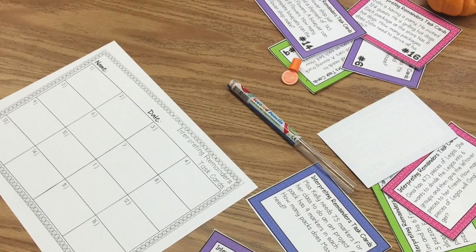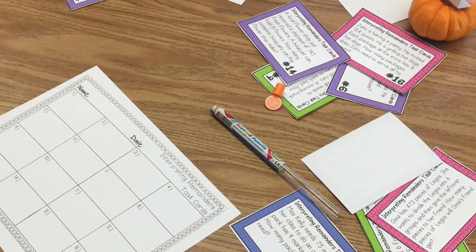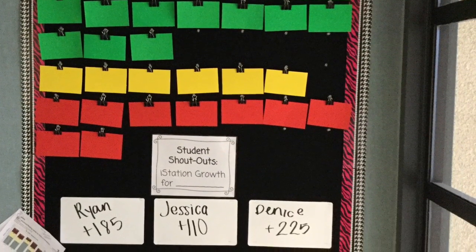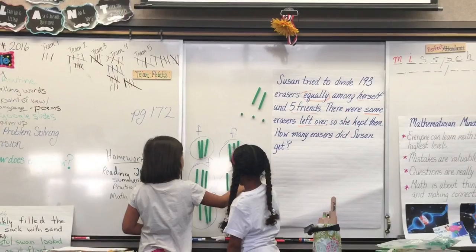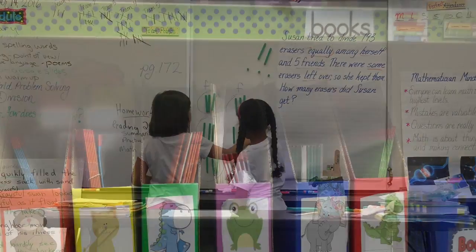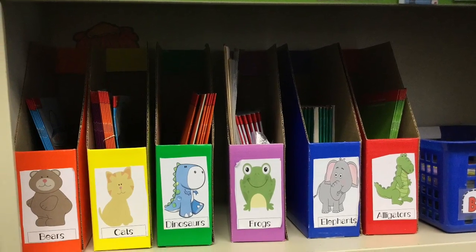Our groups are constantly changing. I group my students based on multiple measures, I guess you could say. So the iStation data is tremendously helpful. They play a game, Prodigy.com, that also gives me feedback. Just through teacher observation, I'm able to group them.